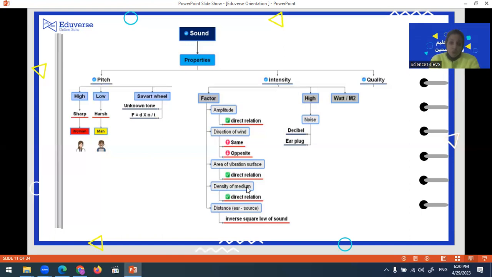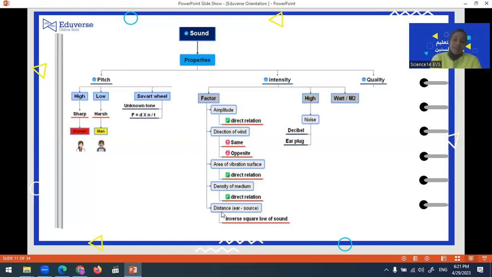What about the fourth factor, which is the density of the medium? What do you think? If we increase the density of the medium that the sound travels in or propagates through, what can we find? Yes, an increase in the sound intensity, the sound will become stronger. So we have another direct relationship between the density of the medium and the sound intensity. As we increase the density of the medium, the sound intensity will increase to become a stronger sound.